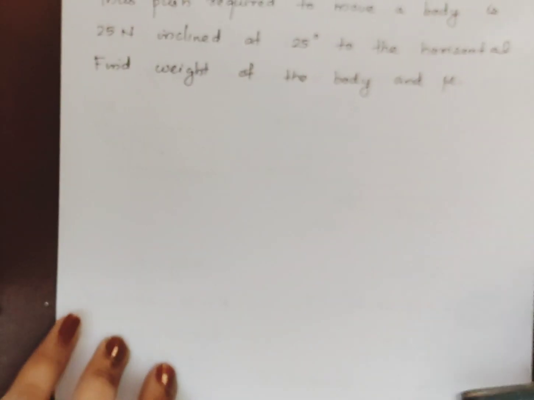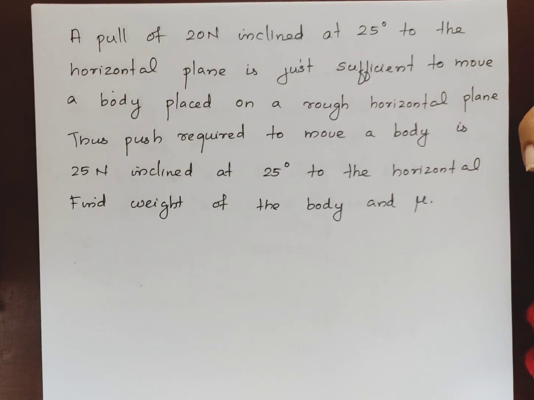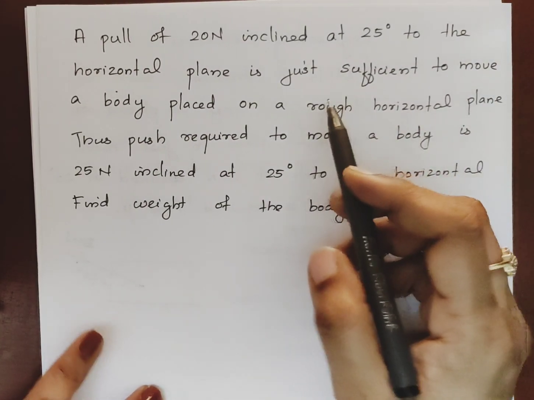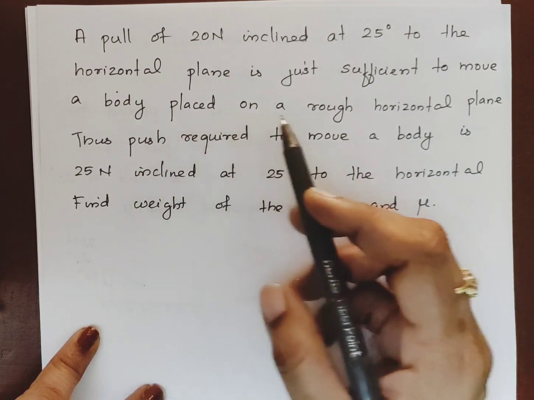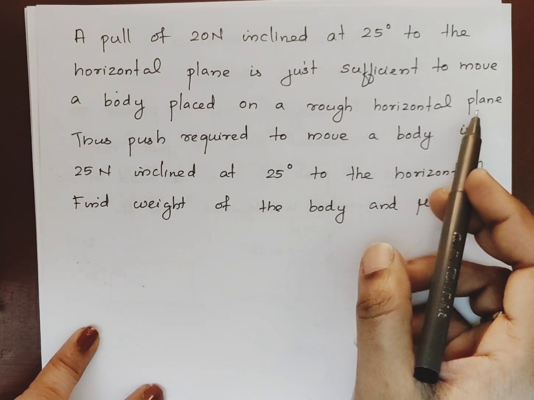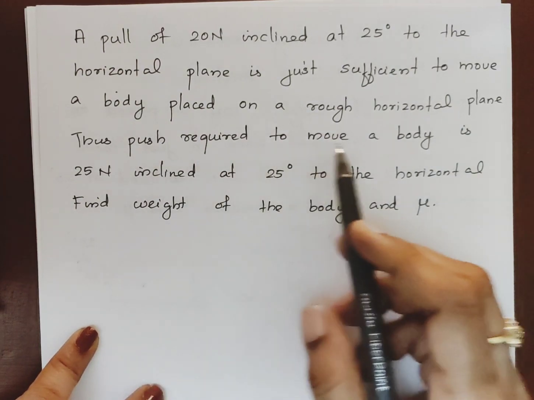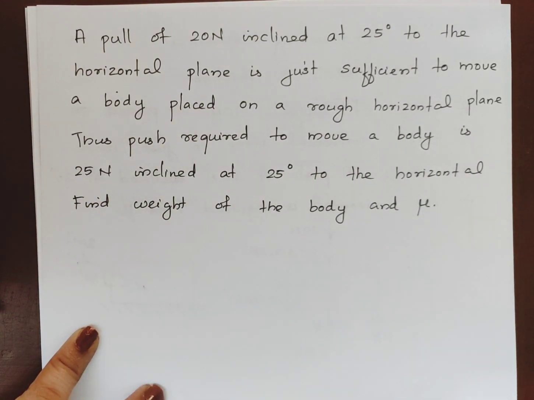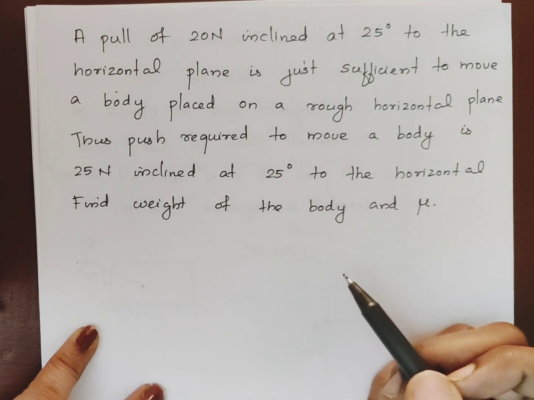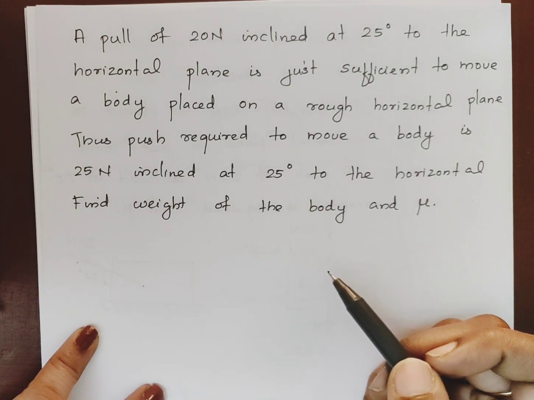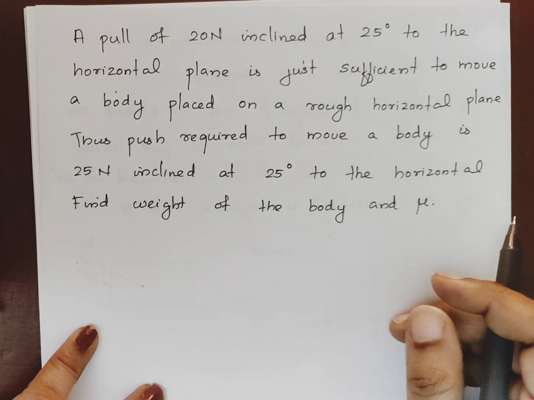So now the second question. Here a pull of 20 Newton inclined at 25 degree to the horizontal plane is just sufficient to move a body placed on a rough horizontal plane. Thus the push required to move a body is 25 Newton inclined at 25 degree. Find the weight of the body and mu.